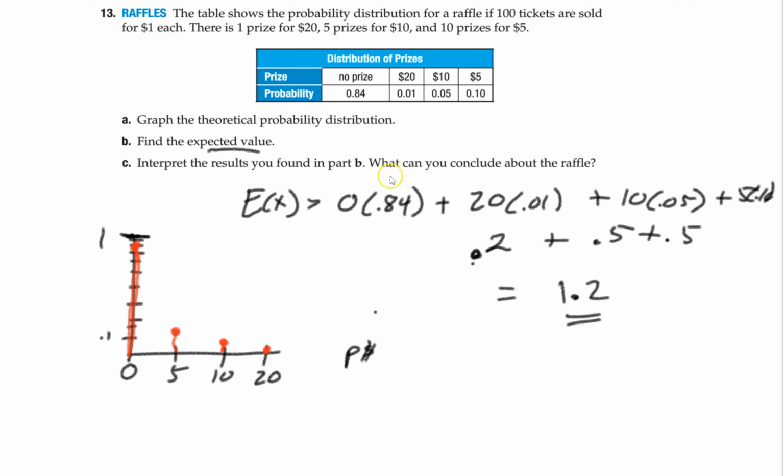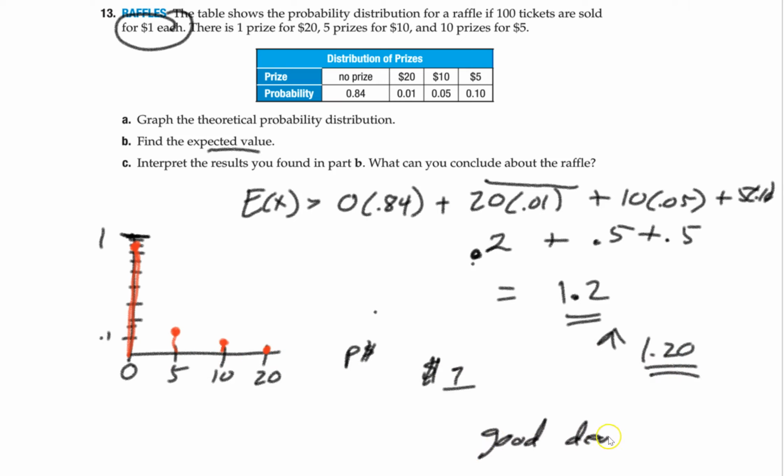Compared to the results you found in part B, what can you conclude about this raffle? Now, let's see. Tickets are sold for $1 each, and I expect to get $1.20 each. So it's a pretty good raffle. I would take that raffle. You pay $1, you expect to get $1.20. Now, most of the time you're not going to win, but the odds are strong enough that you might get $5 or $10 at some point and make it all worth it. So this is a good deal for the player. Bad deal for the dealer.